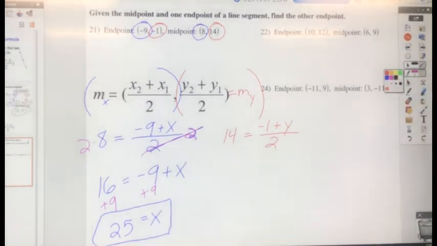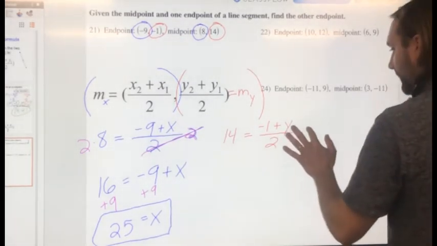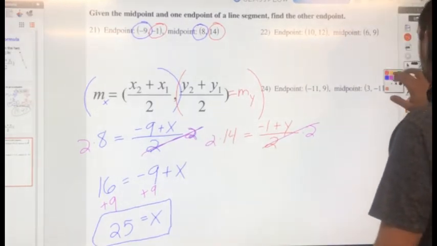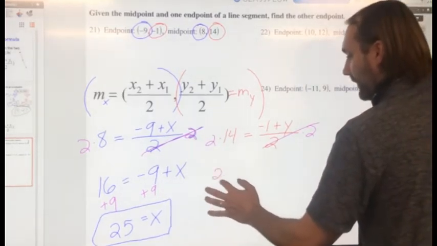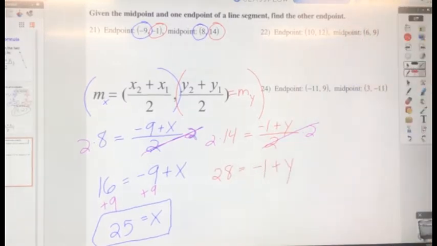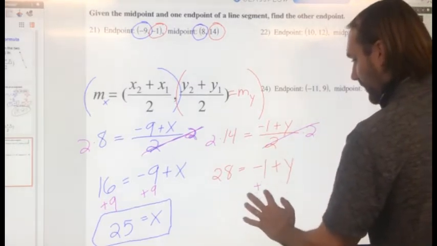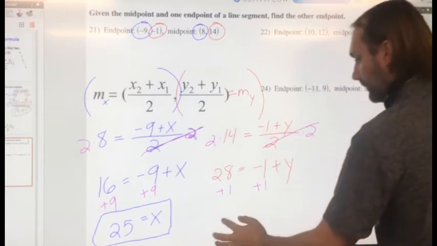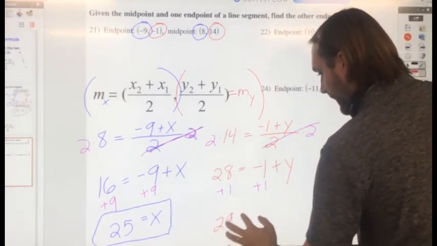So in this case, we solve for y. Once again, let's multiply by 2 on both sides. That gives me 28 equals negative 1 plus y. And last but not least, add 1. And I see that y equals 29.